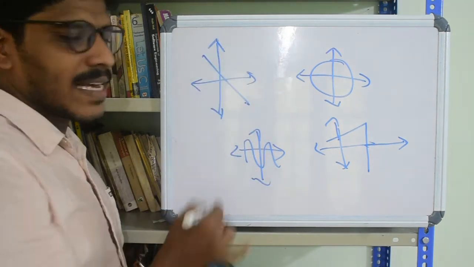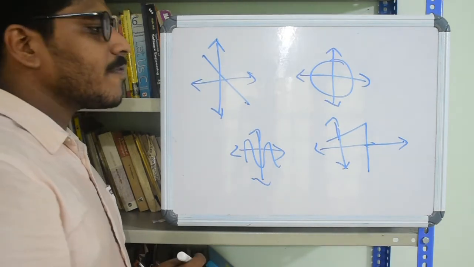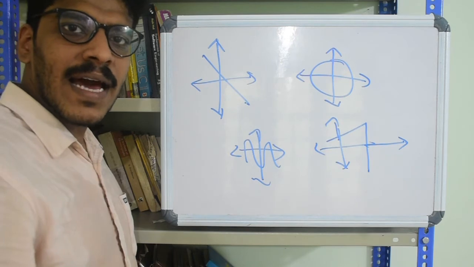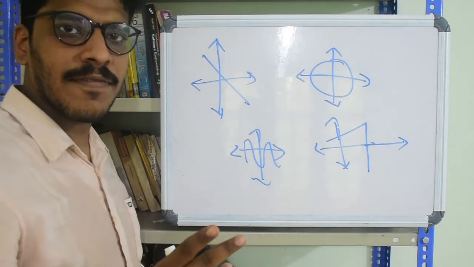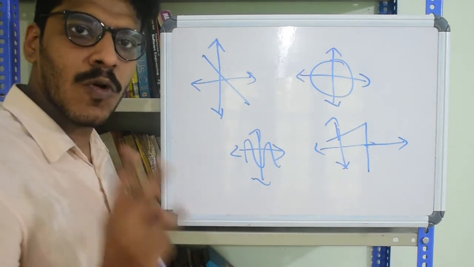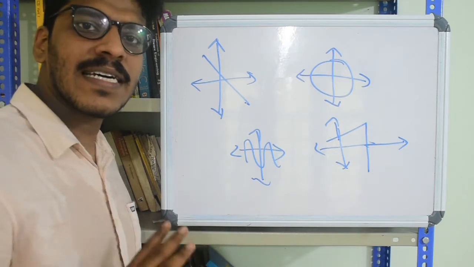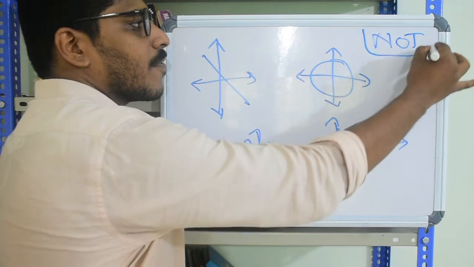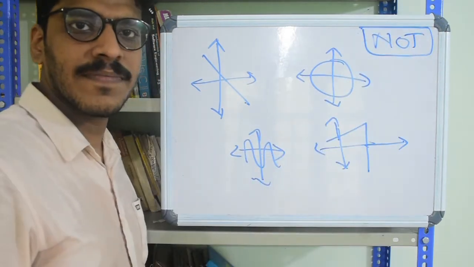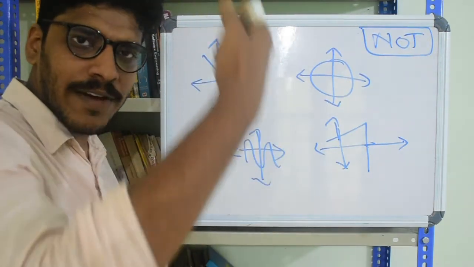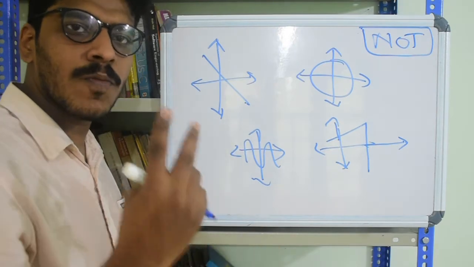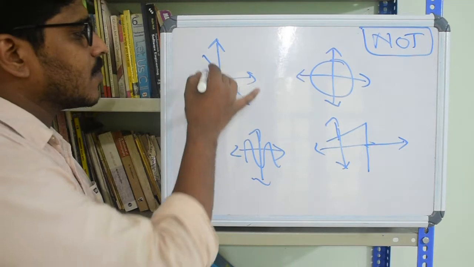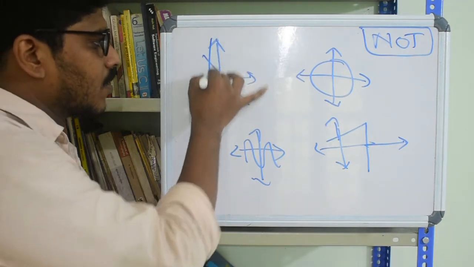The test says that if you can draw a vertical line touching at least 2 points of the graph, such a graph will not be of a function. So if you can draw a vertical line touching at least 2 points of a graph, such a graph will not be of a function, right? So what about this case?